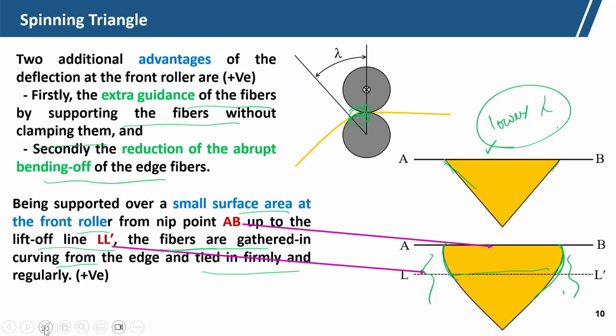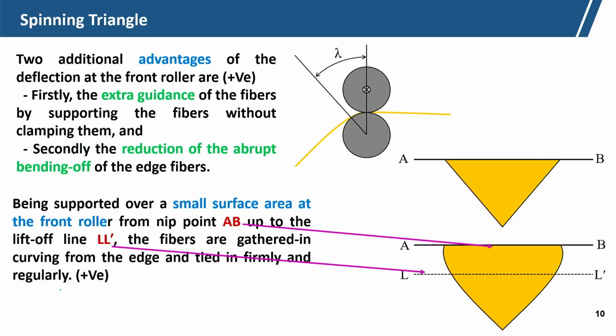We can see that this is AB and LL, where there is a smooth transition. Fiber loss also reduces here.